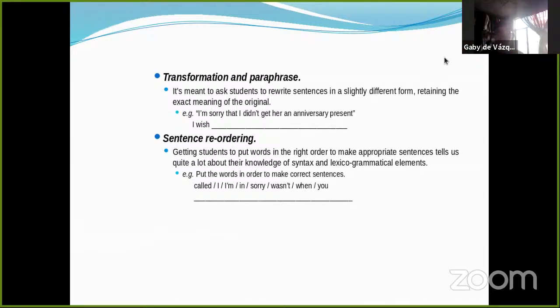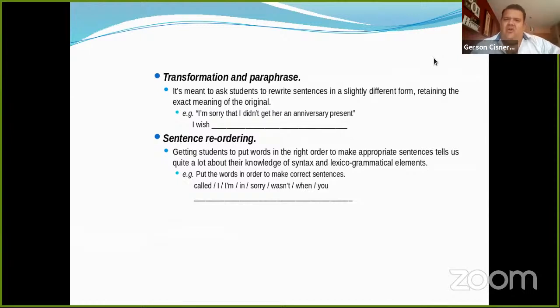I wish get your present. Is that correct or not? No, because the original sentence is in past, and what you're saying is in future. It has to match the original. Okay. So I wish I have given you anniversary present. I wish I would have given you. I wish I could, etc., etc., etc.